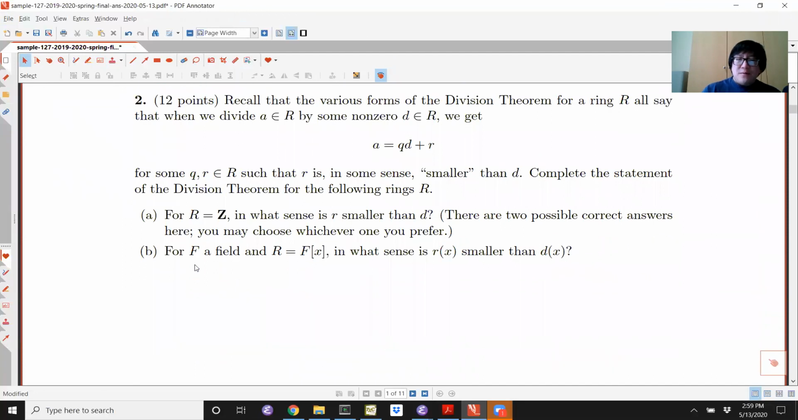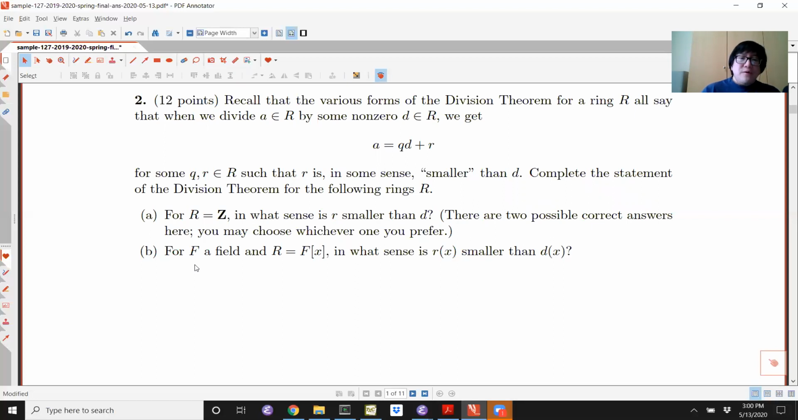Okay, so number 2. Recall the various forms of the division theorem for a ring R. When we divide A by some non-zero D, we get A = QD + R for some Q and R such that R is in some sense smaller than D. Compare the statement of the division theorem for the following rings R.